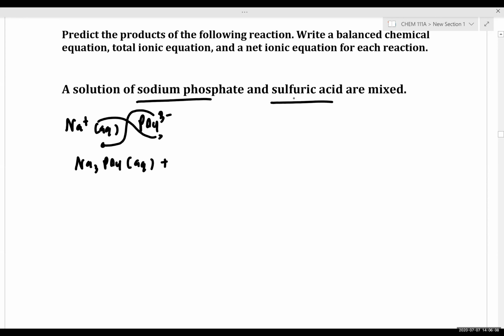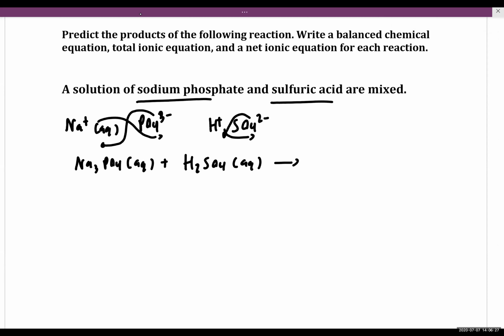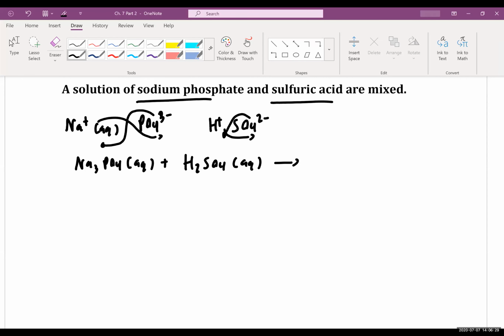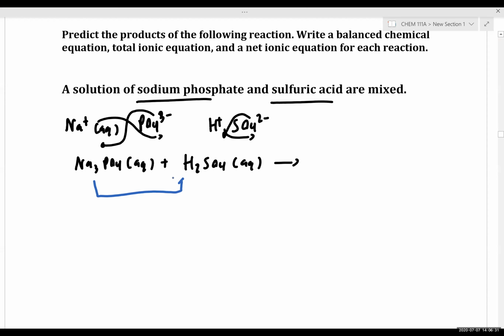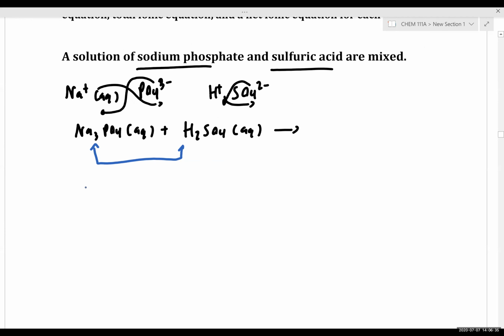Sulfuric acid, so for sulfuric acid, we have H plus and SO4 2 minus. We cross our charges, that gives us H2SO4 aqueous. Okay, now in terms of predicting products, acid-base reactions are just fancy exchange reactions. So we swap our cation and H plus.